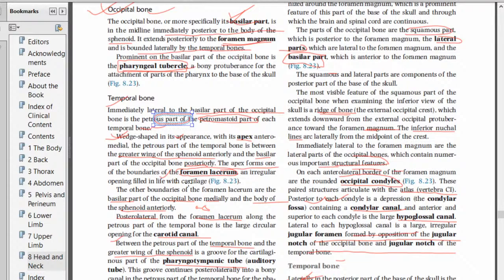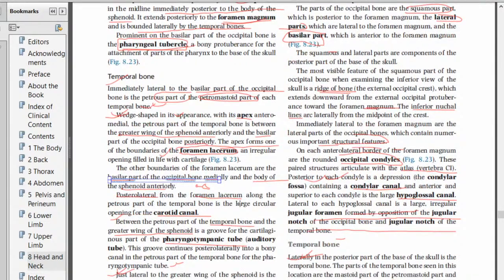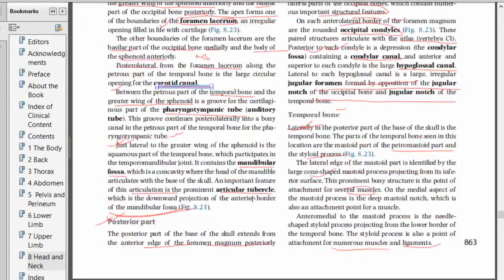The foramen lacerum doesn't have any structure passing through it. It's very important to remember. The other boundaries of the foramen lacerum are the basilar part of the occipital bone and the body of the sphenoid bone anteriorly. Posterior to the foramen lacerum is the opening of the carotid canal, between the petrous part of the temporal bone and the greater wing of the sphenoid bone, along with the pharyngotympanic tube, which is not important.